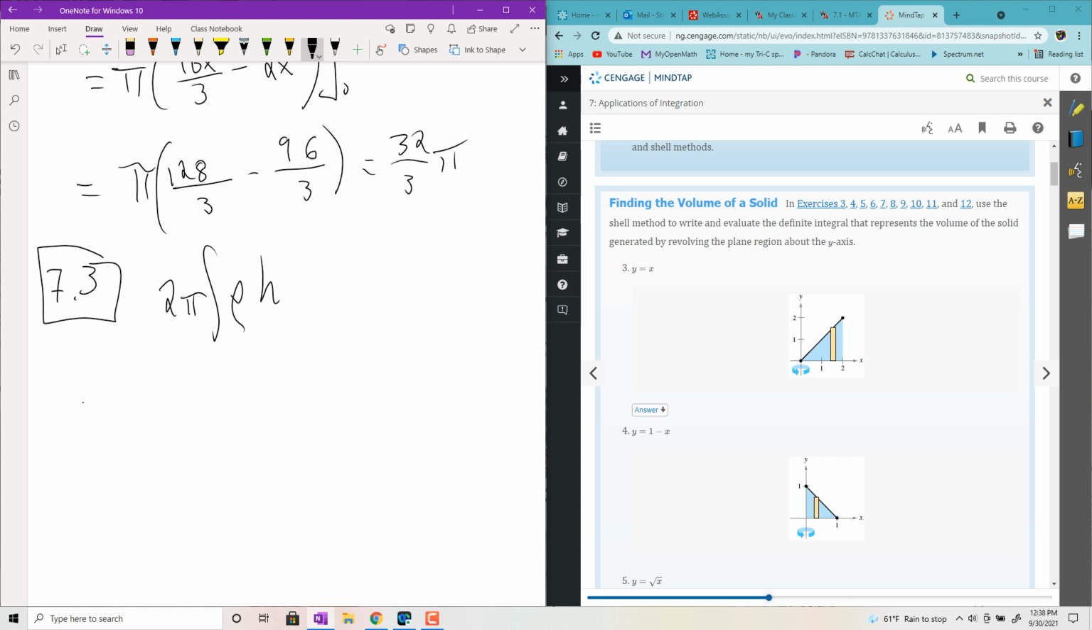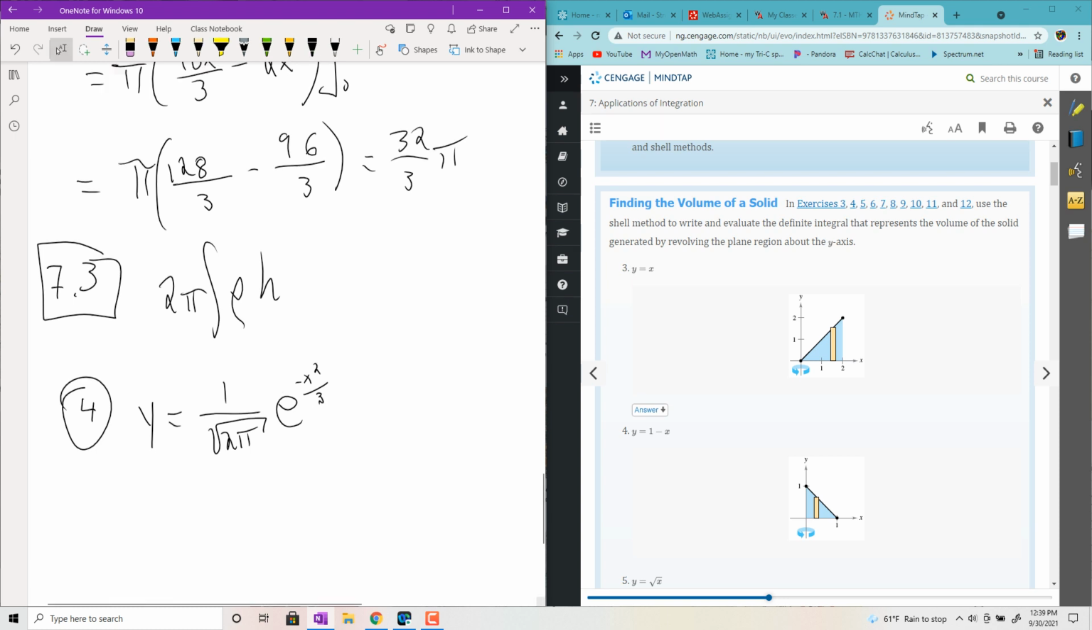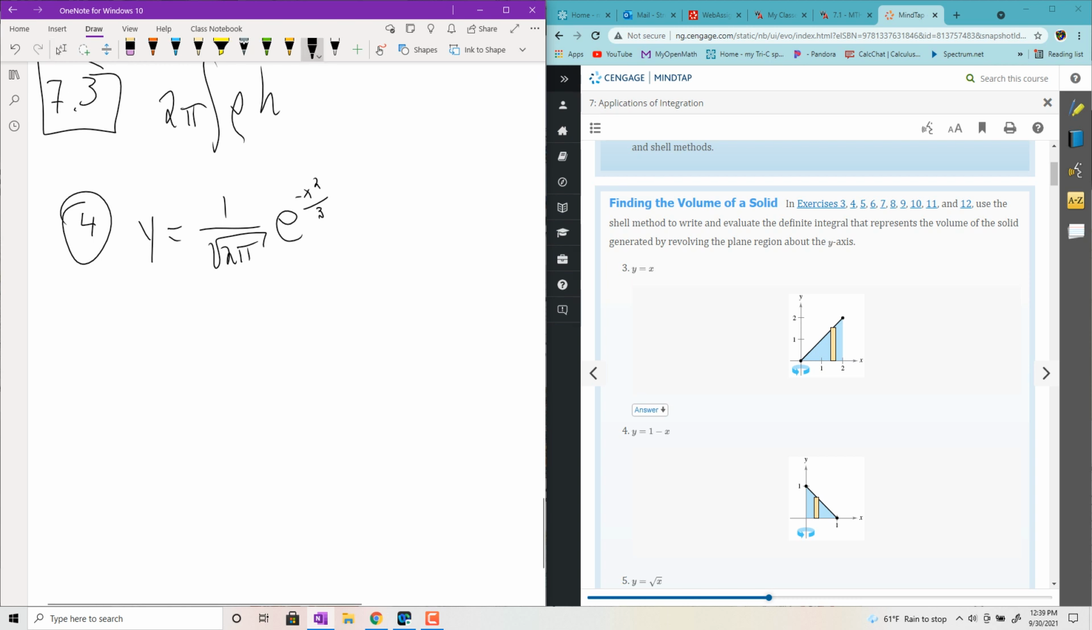Let's look at first, like, an easy one. Well, maybe look at a harder one, number 4. So I probably wouldn't put one like number 4 on the test, but it is in the WebAssign. 1 all over the square root of 2 pi e to the negative x squared all over 3. Okay, so if you're not familiar with this function, you should be. It's the normal distribution function, so a bell-shaped curve basically. So if I were to graph it, it's going to look like this. Okay, and you see it in probability and places like that.